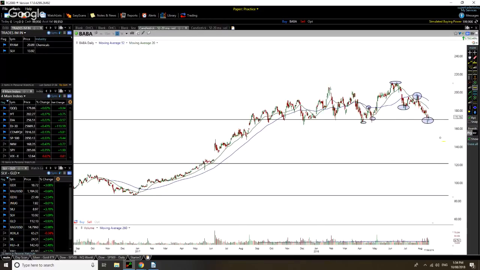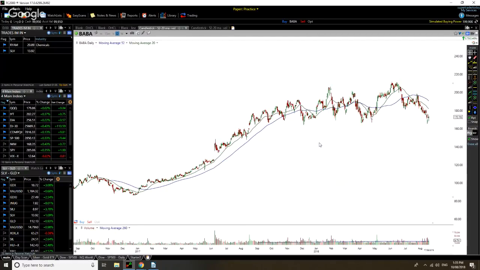Plus there's a gap here right now with Baba that's probably going to try and get filled. So if it starts to break that level there, it's probably going to try and run for that gap. Maybe not. Also Facebook. I've actually been looking at Facebook myself.